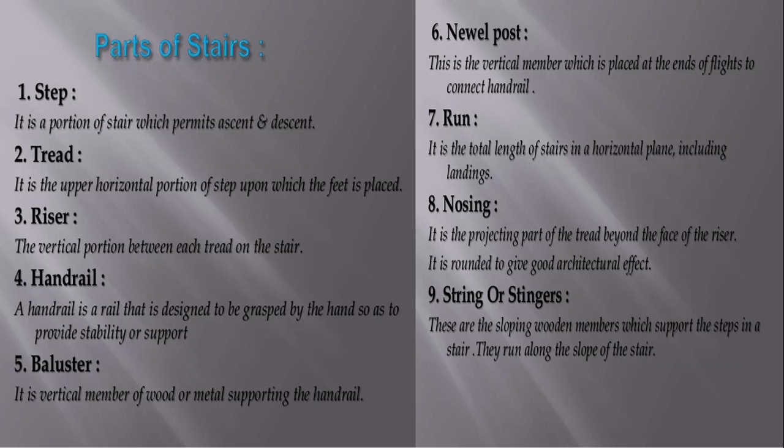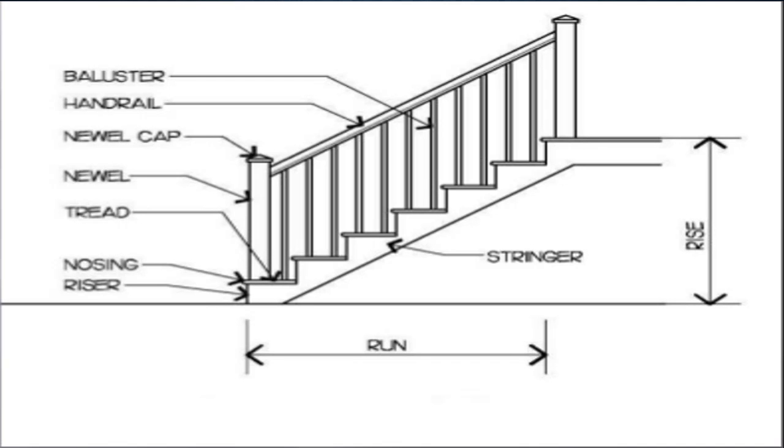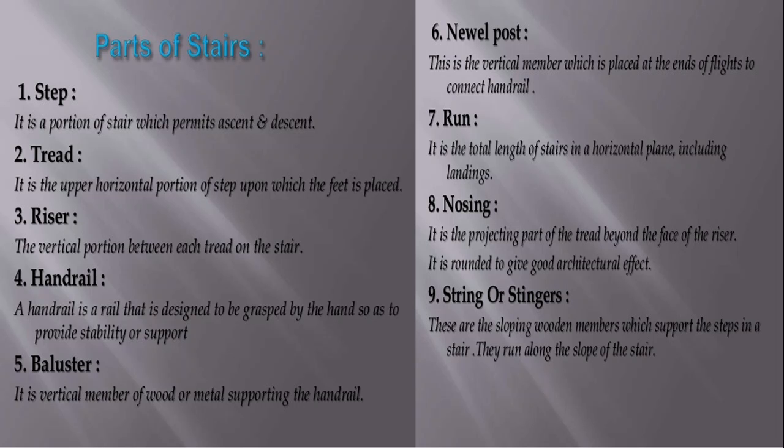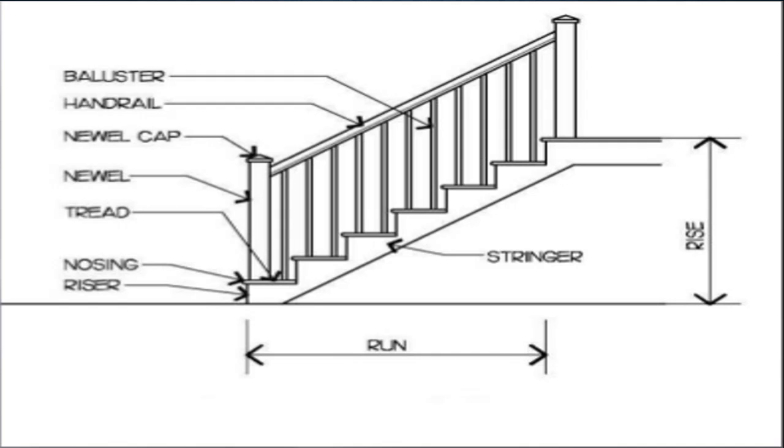So before going to study about the different types of stairs, we need to understand what are all the parts that there are in the stairs. What are the parts? Okay. So these are the simple 9 parts that are there in the stair. So first one is step, tread, riser, handrail, baluster, newel post, run, nosing, string or stringers.